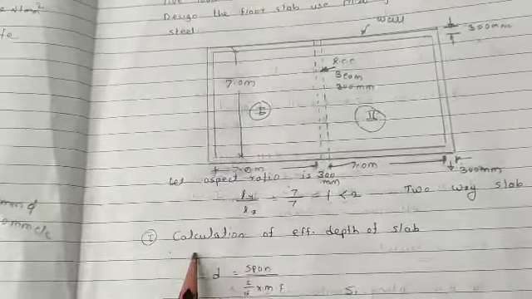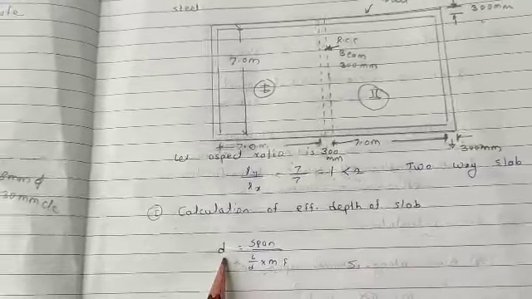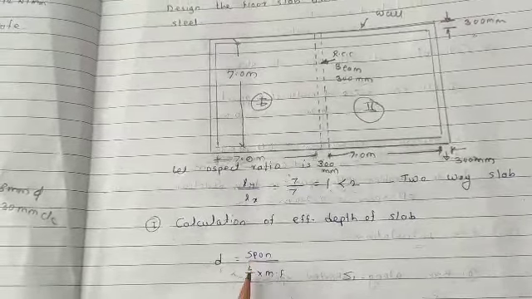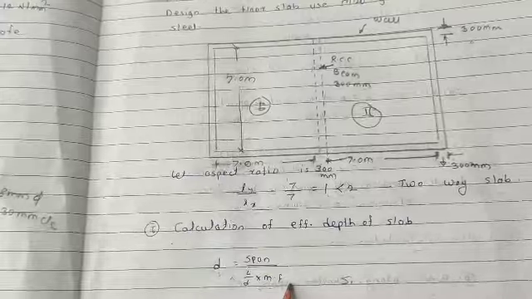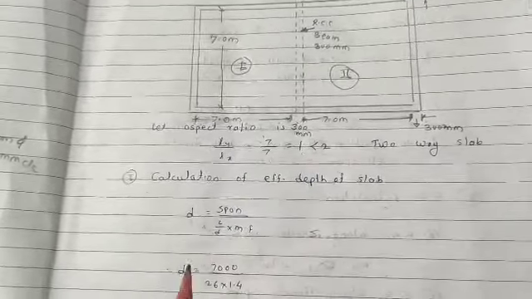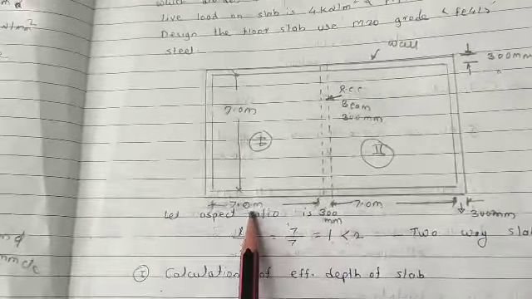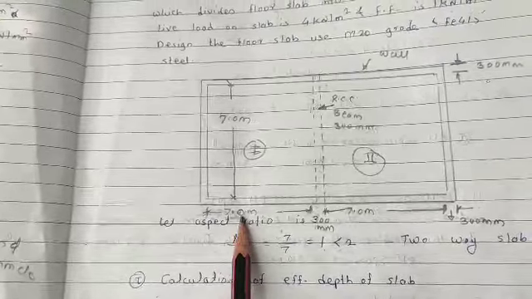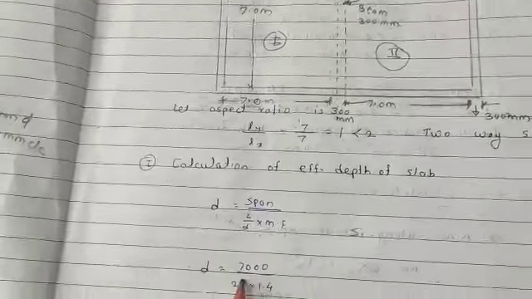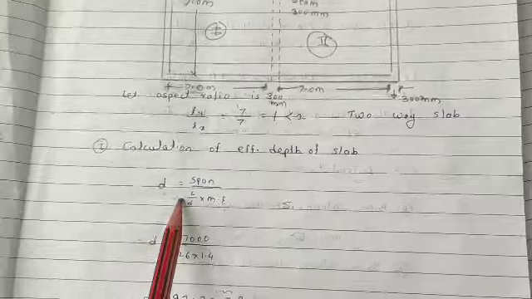Now we have to go for the calculation of effective depth of the slab. The effective depth of the slab is given by the formula d is equal to span divided by L by D ratio into modification factor. Here the span is the span along the shorter direction. It means that we have to consider the span of the slab along the x direction, which is equal to 7 meter, which is equal to 7000 millimeter. The next one, L by D ratio.